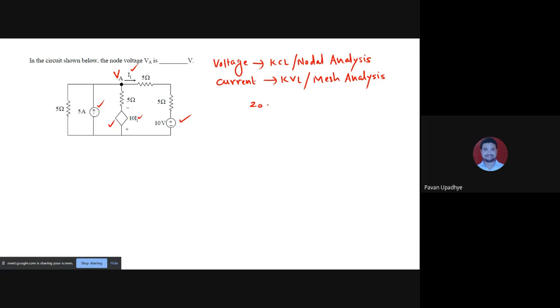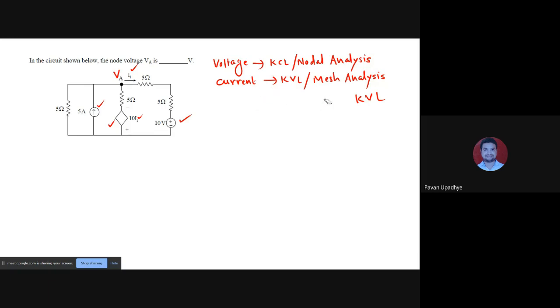If you remember, we wrote equations such as 20 i1 plus some 2i2. Look at this: it is a KVL equation, but currents are the parameters. So ultimately currents can be found by using KVL. Similarly, when we write KCL, the Kirchhoff current law or nodal analysis equation, voltages are involved as parameters and voltages can be evaluated. So please keep this in mind. This is the thumb rule.